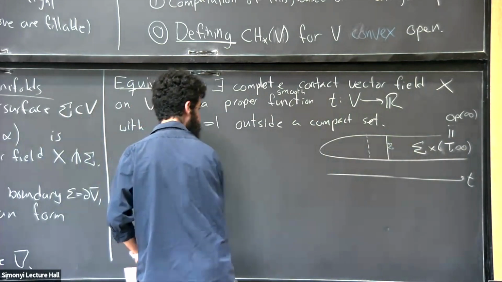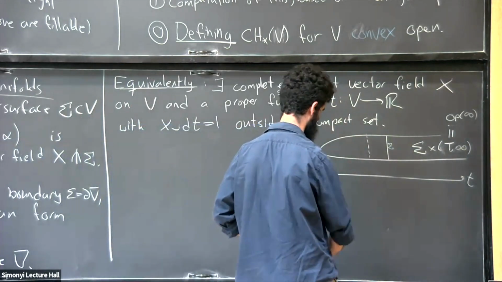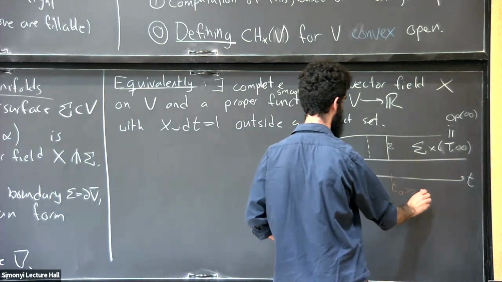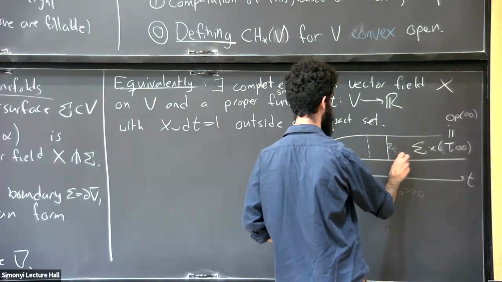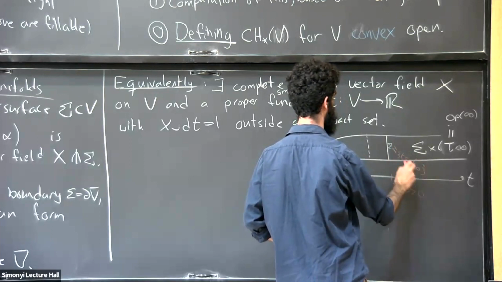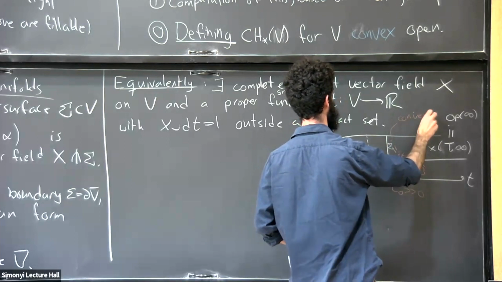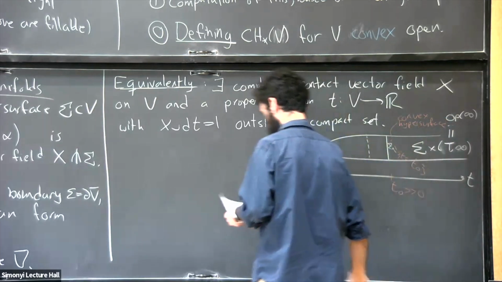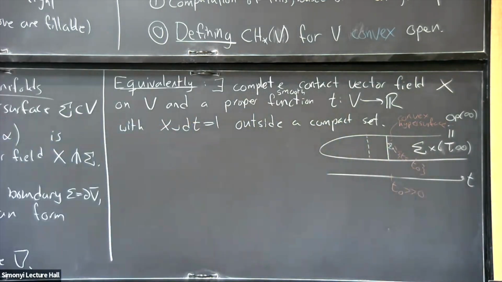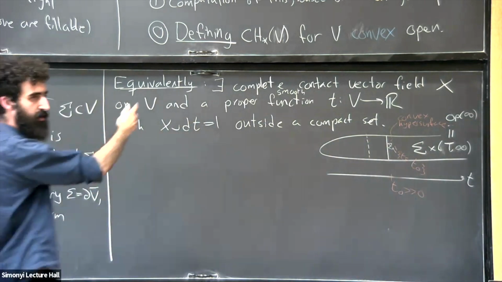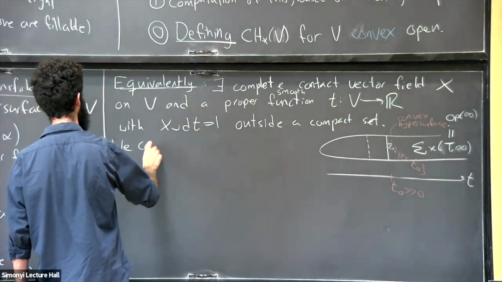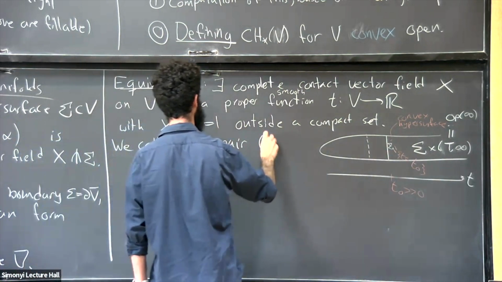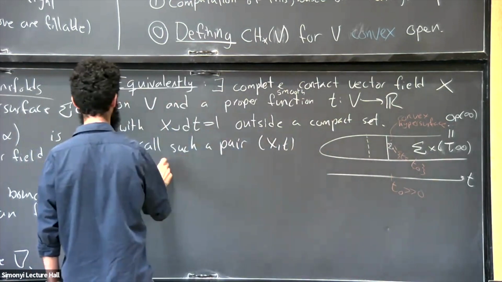So let's see, let me just fill in this picture a little more. So here's T0, sufficiently large. This sigma is T equals T0, and it's a convex hypersurface. Okay, and we call such a pair X and T a convex structure.